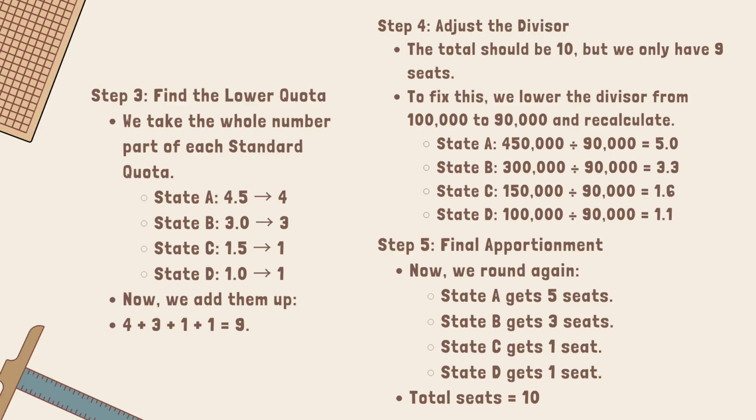Step 5, final apportionment. Now we round again. State A gets 5 seats. State B gets 3 seats. State C gets 1 seat. And State D gets 1 seat. The total number of seats is 10.